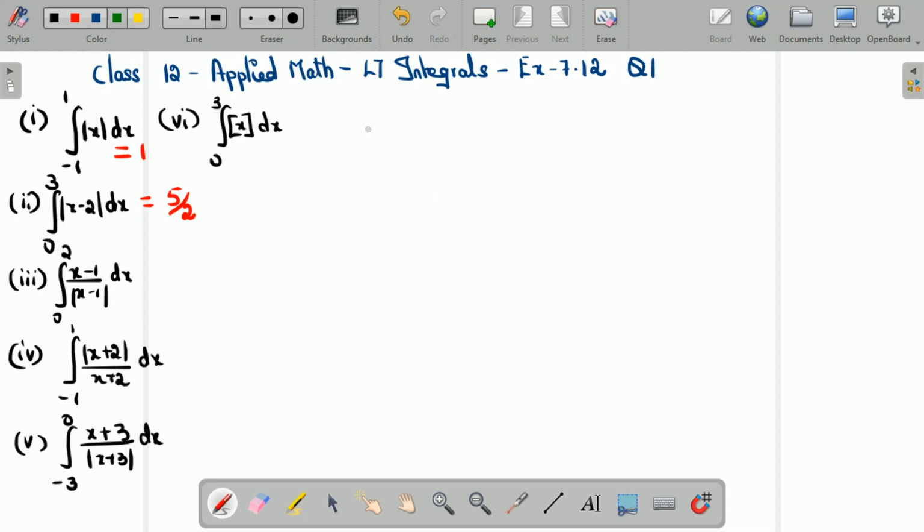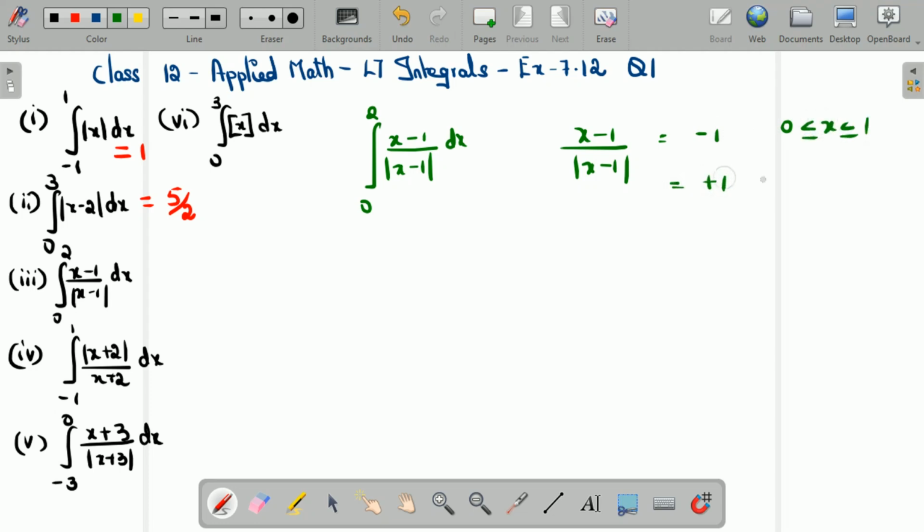The third integration, the limit is between 0 to 2, (x minus 1) divided by mod of (x minus 1) dx. So we have to look at this whole function. So (x minus 1) by mod of (x minus 1), this function will behave as a value of -1 when x lies between 0 and 1. And this function will take a +1 value when x is between 1 and 2. So this is what will be the integration.